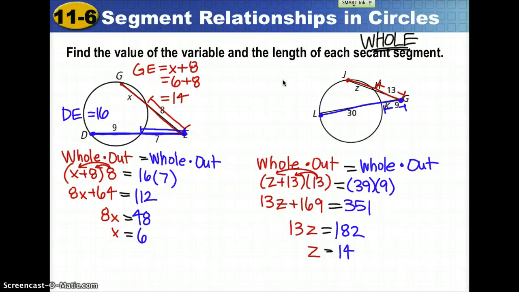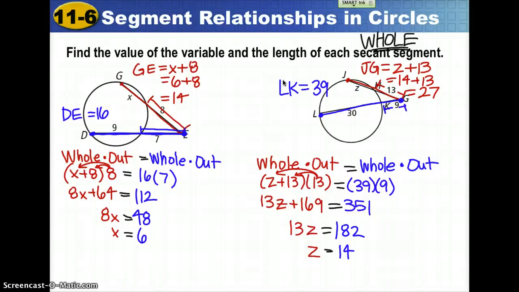That's great. Now we have to find the whole secant segment. Well, JG up here equals z plus 13 equals 14 plus 13, which is 27. On the other hand, we have 30 times, excuse me, not 30 times 9, 39. Because 30 for the inside, 9 for the outside, so the whole LK is 39. So there are secant and secant segments. Right? We have two secant segments.